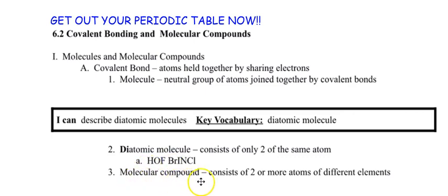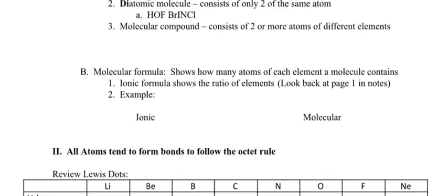A molecular compound will consist of 2 or more atoms of different elements. So we're just making that quick distinction there. A molecular formula shows how many atoms of each element a molecule contains. On the very front page of these notes, we compared ionic versus covalent. An ionic formula, and I wouldn't necessarily call this a molecular formula, shows the ratio of elements. So let's go back.